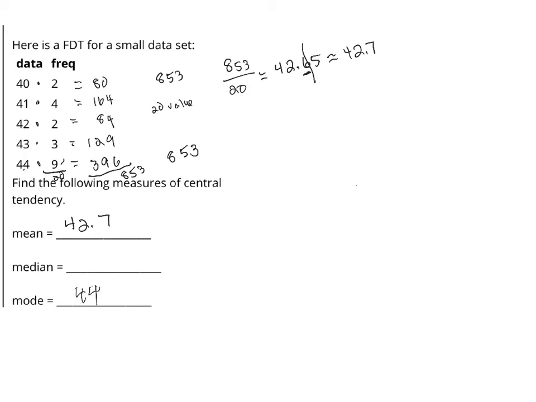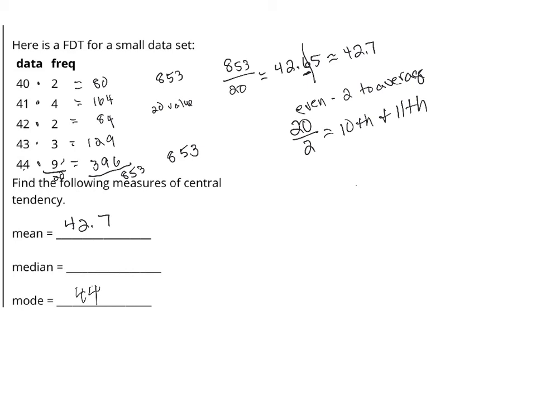Now, the median, there's 20 numbers. So take 20, divide by 2. It's an even number, so that means you're going to have 2 of them to average. If it were odd, you would divide and round up, and that would be your middle number. So this is 10. So the 10th number and the 11th number are what you're going to average.